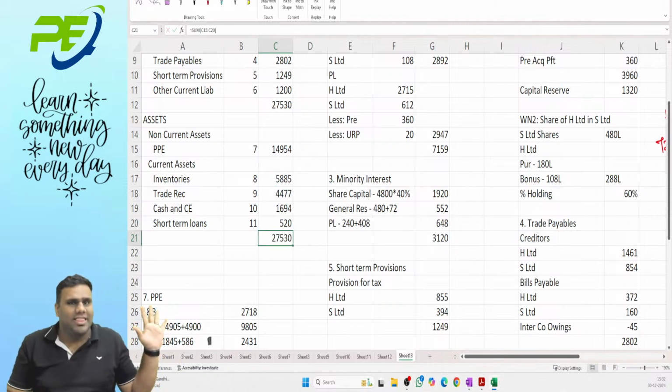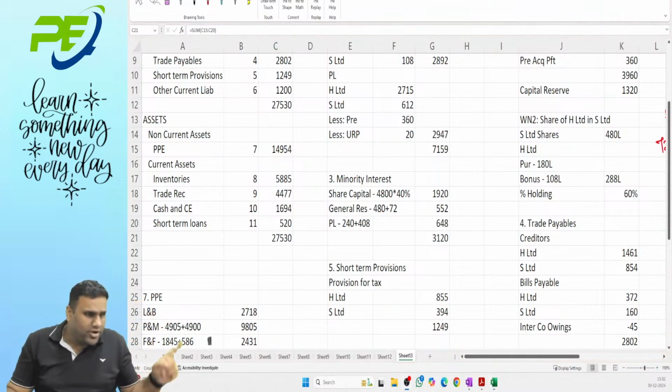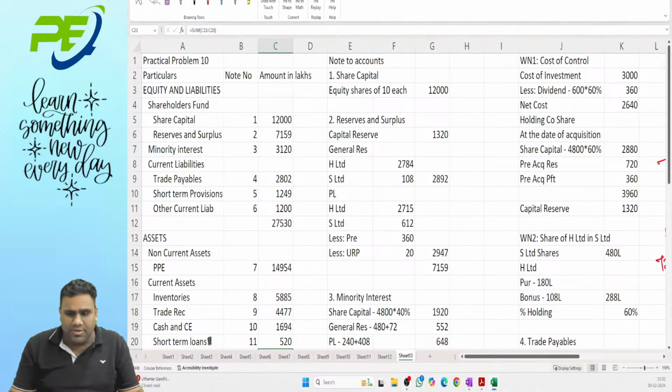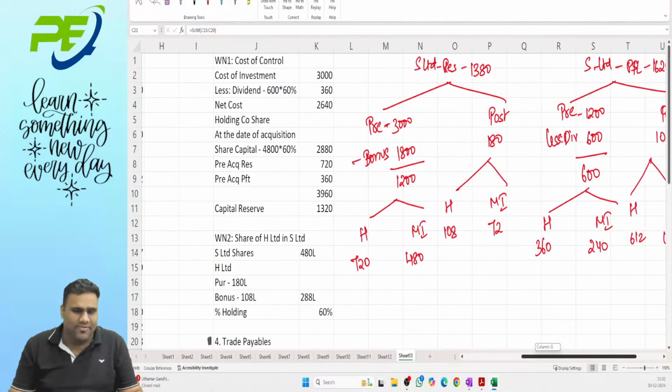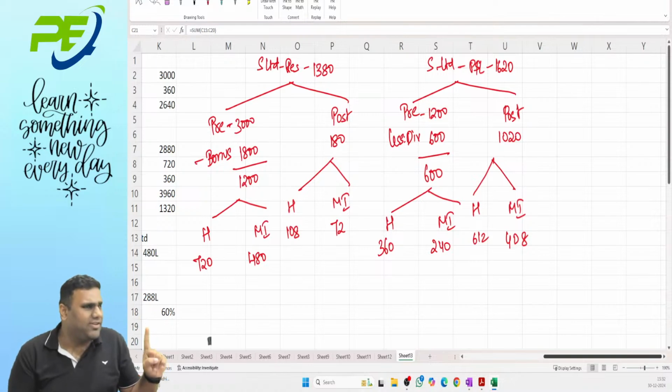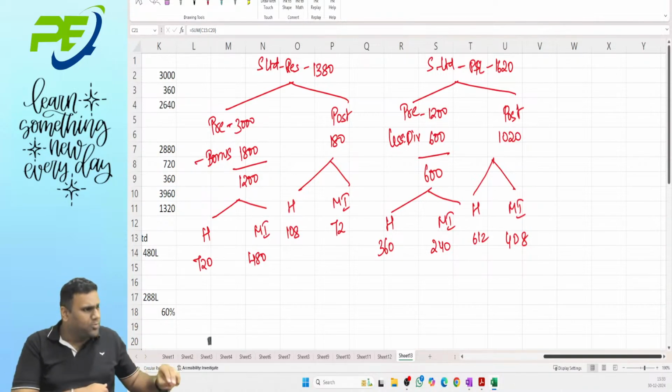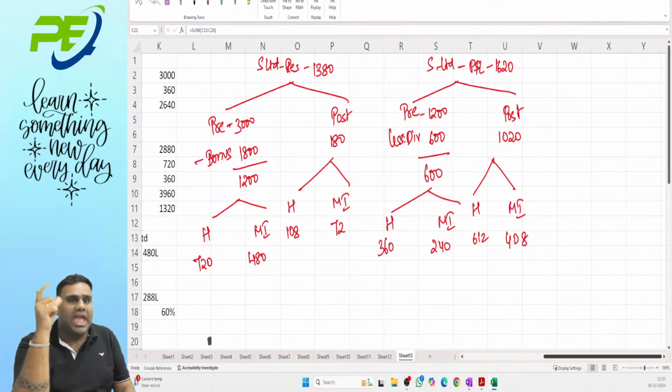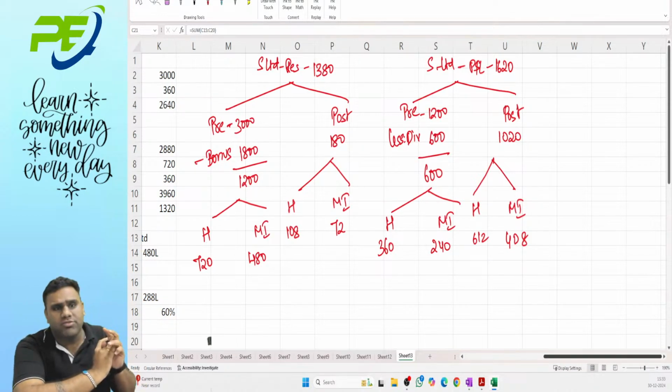27530, everyone. I took around half an hour just to do this one problem. I don't know how long you will take, but let me tell you what was new in this problem. Bonus and dividend on share capital. Percentage calculation was tricky. You can highlight the key areas in your notebook because you will not have time to do the entire problem again and again. Bonus we are subtracting from reserve and dividend from P&L, and both we have subtracted from pre-acquisition.